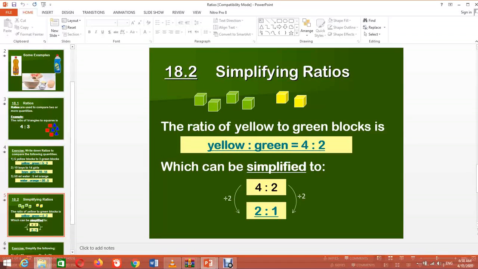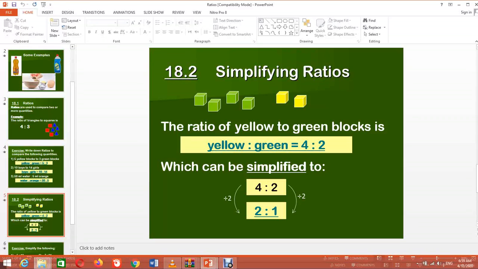Then, simplification of ratios. To simplify a ratio means to reduce it to its lowest term. And to reduce something to its lowest term, much focus is paid on your times table, which is very crucial. As students offering mathematics, you are required to know your times table from 2 times table up to 12 times table. Knowing it from 2 to 12 is enough.